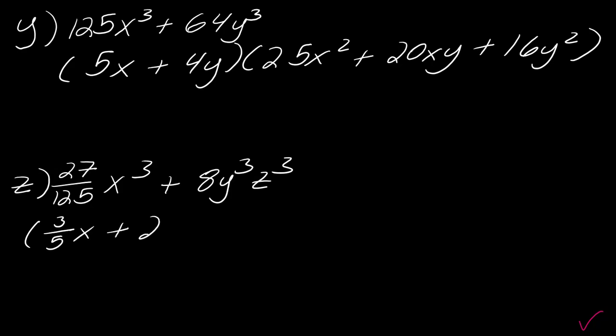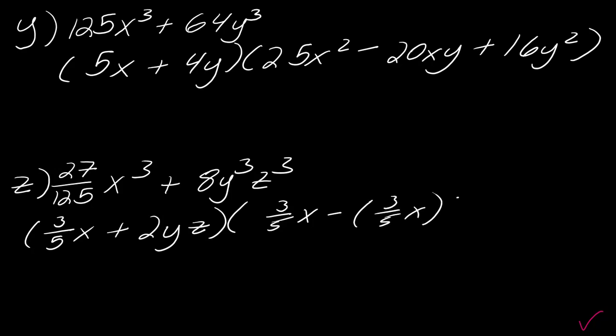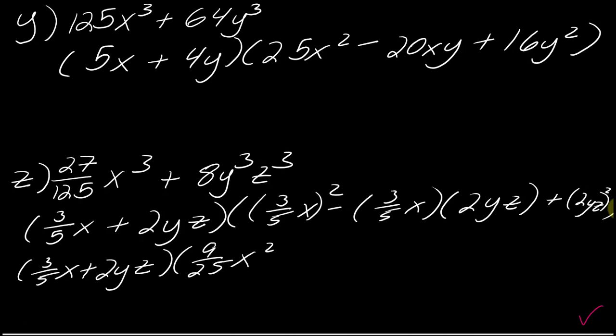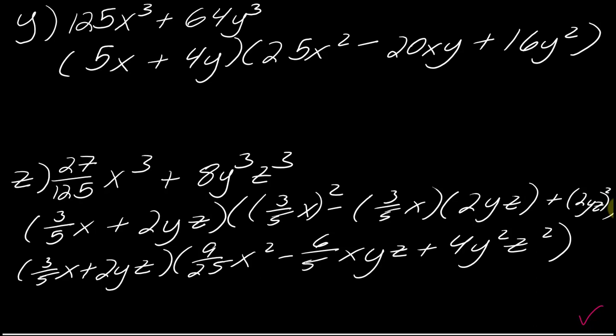And now for this last one, just to keep you on your toes, so this will be 3 over 5x plus 2yz times, so this will be 3 over 5, oops, I just realized in the last one, sorry, that should have been a minus. Okay, and so then going back to this one, this is going to be 3 over 5x minus 3 over 5x times 2yz plus 2yz squared. So now you just have to simplify all of that. There's a lot going on with this one, but this is going to be 3 over 5x plus 2yz. Oops, and this should have been squared. So this is going to be 9 over 25x squared minus 6 over 5 xyz plus 4y squared z squared. And so that's the final answer with that one.